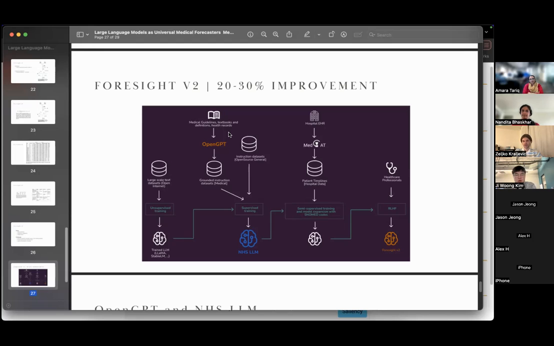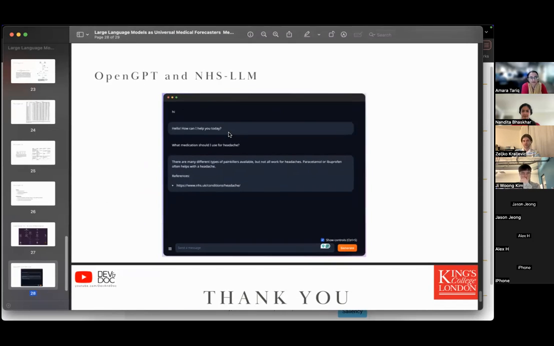Then you use those sets of questions and answers to do this knowledge injection, right? If the model is able to predict those answers correctly, that's a way of knowing that the model has now been injected with the knowledge of that guideline or that leaflet.